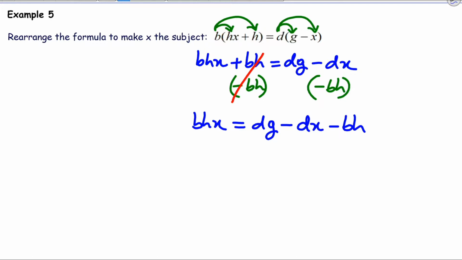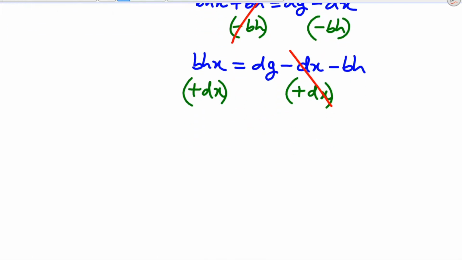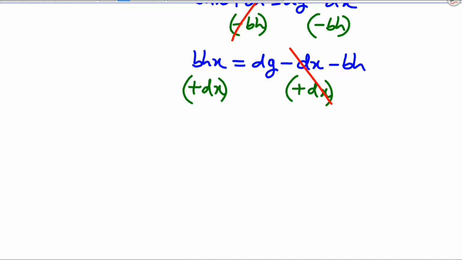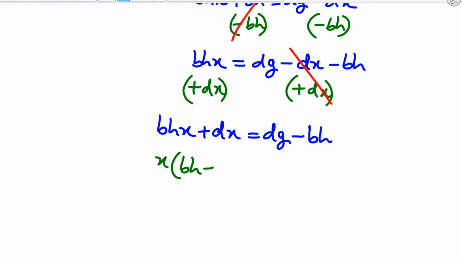Okay, the next step is to bring the X's on one side. So add DX, add DX, that will be 0. So what we shall be left with is BHX plus DX will be DG minus BH. Factorize X out, so X into BH plus D.